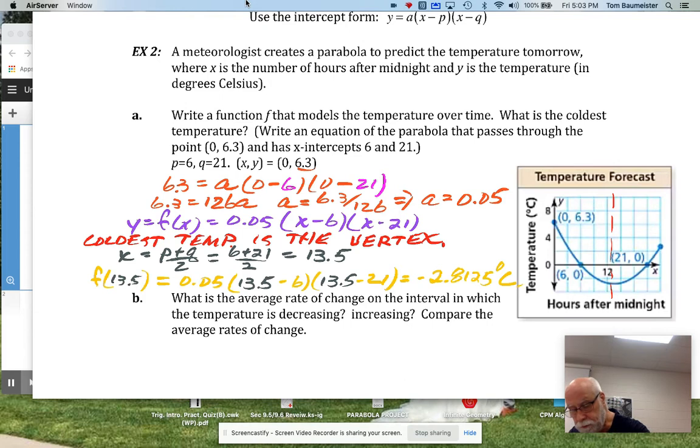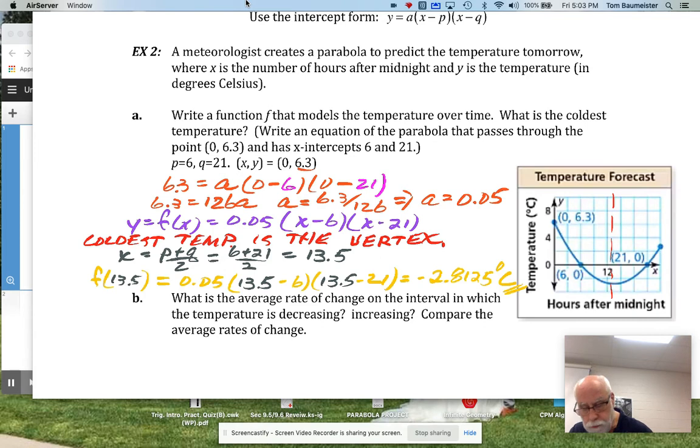All right. So that's not too bad. And again, that's going from midnight to midnight, so that is 24 hours. That is our 24 hours is here. All right. So now, why do I keep saying that it's 24 hours? Because on the second part, it's saying what is the average rate of change on the interval in which the temperature is decreasing and when it's increasing, and compare the two average rates of change.